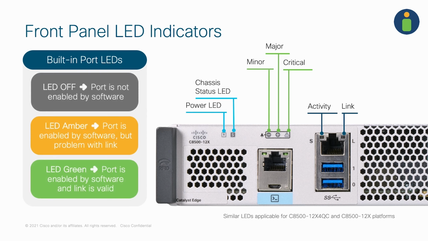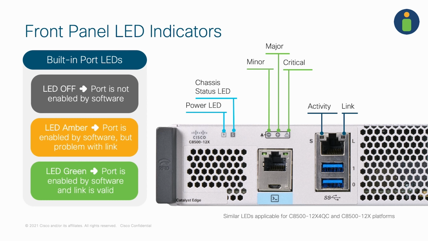For all the built-in interfaces, the LED status follows the same nomenclature as the standard Ethernet port implementation for the Cisco product family. When the LED is off, the port is not even enabled in the software. If the LED is amber, the port is enabled in the software, but there might be a problem with the link. And when the LED is green, the port is enabled in the software and the link is working fine.